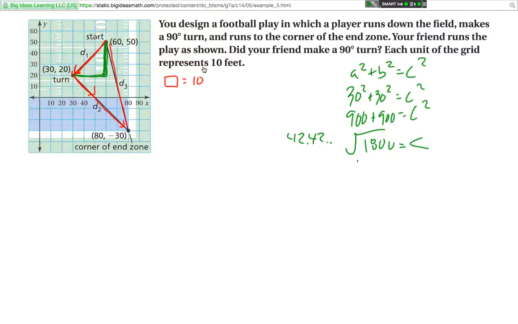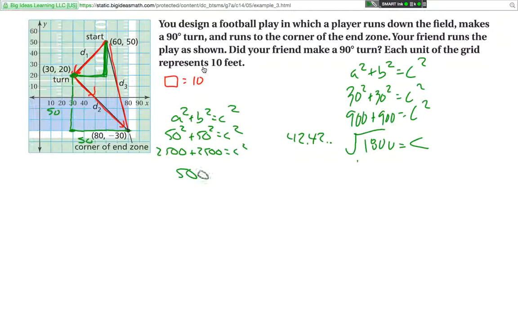We got that piece. Now we do the next piece from here to here. How far is that? From here to down here is how many? 10, 20, 30, 40, 50 by what? 1, 2, 3, 4, 5, so 50 by 50. So do our formula. A squared plus b squared equals c squared. 50 squared plus 50 squared equals c squared. 50 times 50 is 2,500, plus 2,500 is 5,000.